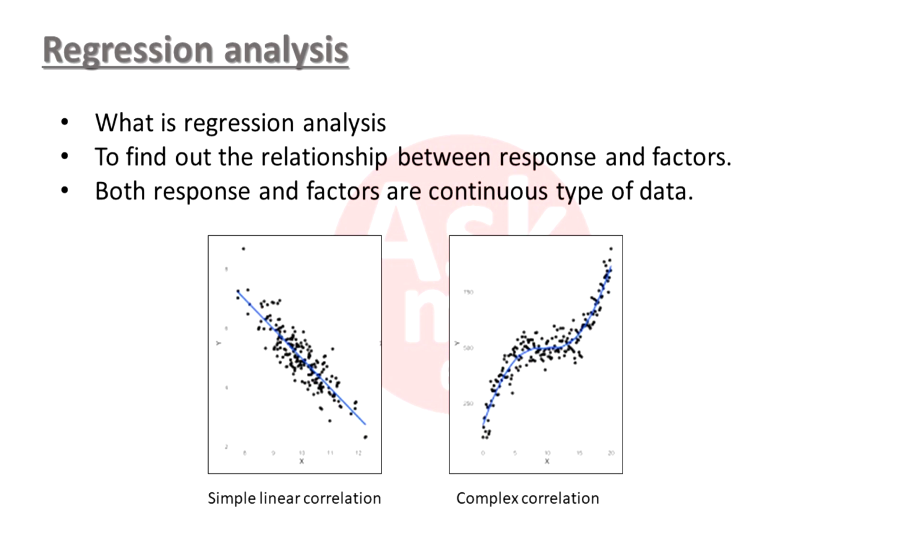The simple would be one response to one factor. And more complex would be more than one factor. This correlation could be straightforward or complicated as shown in these charts.